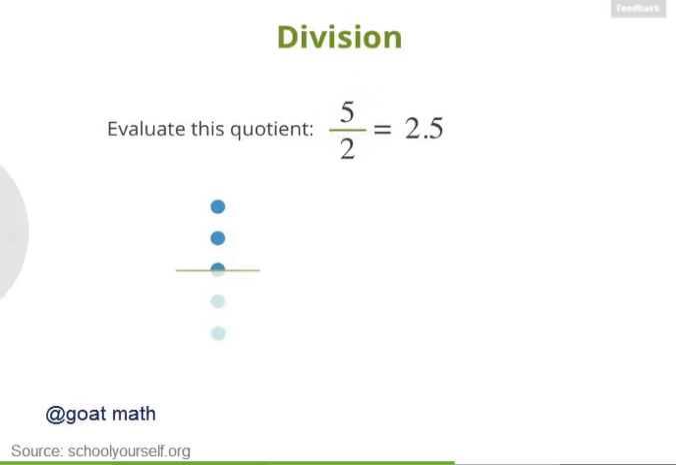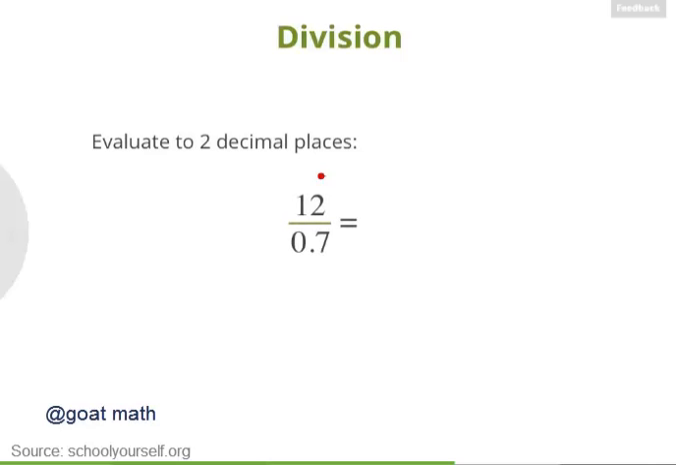So when you divide one integer, or whole number, by another, don't be surprised if you get decimal places in your answer. For trickier division problems, it's usually more convenient to use a calculator, like the one down here. Try using it to evaluate 12 divided by 0.7, and round your answer to 2 decimal places. Brilliant! So 12 divided by 0.7 equals about 17.14. The exact answer actually goes on forever.